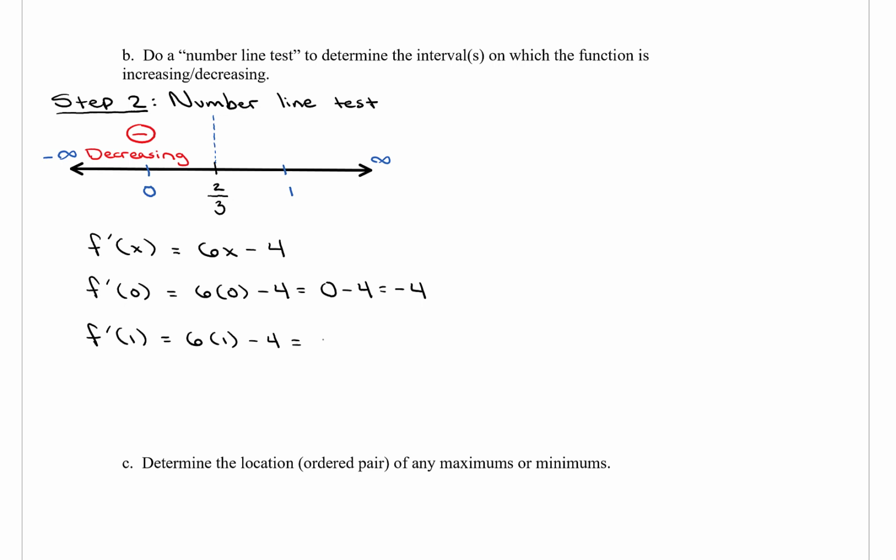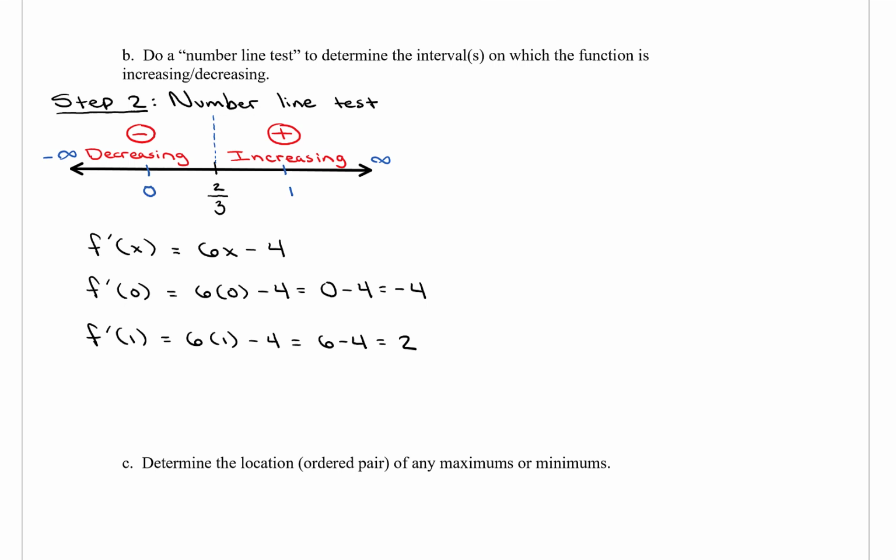Now I'm going to find f prime of 1. F prime of 1 is equal to 6 times 1 minus 4, which equals 6 minus 4, which is equal to 2. Because this number is positive, I'm going to write a positive symbol above that interval from 2/3 to infinity, and I'm going to circle it, and I'm going to write down the word increasing right underneath the positive sign, but above the number line on that interval from 2/3 to infinity.